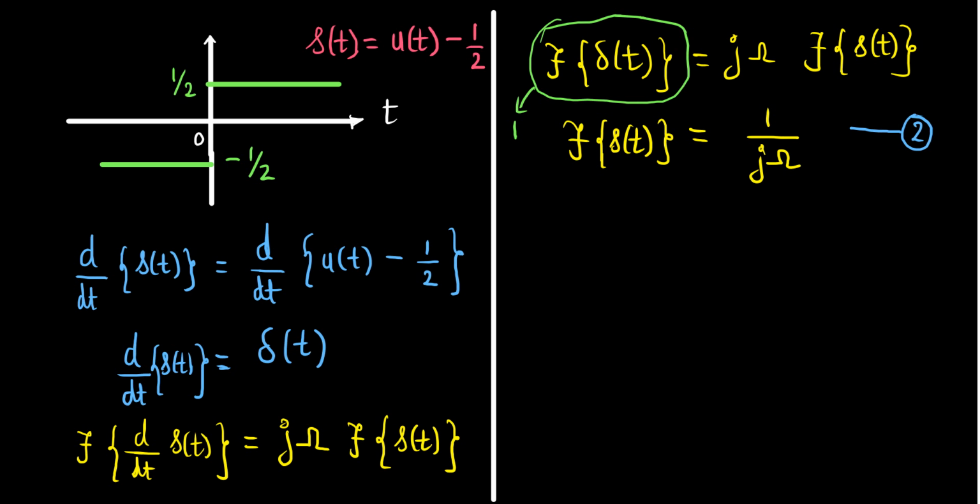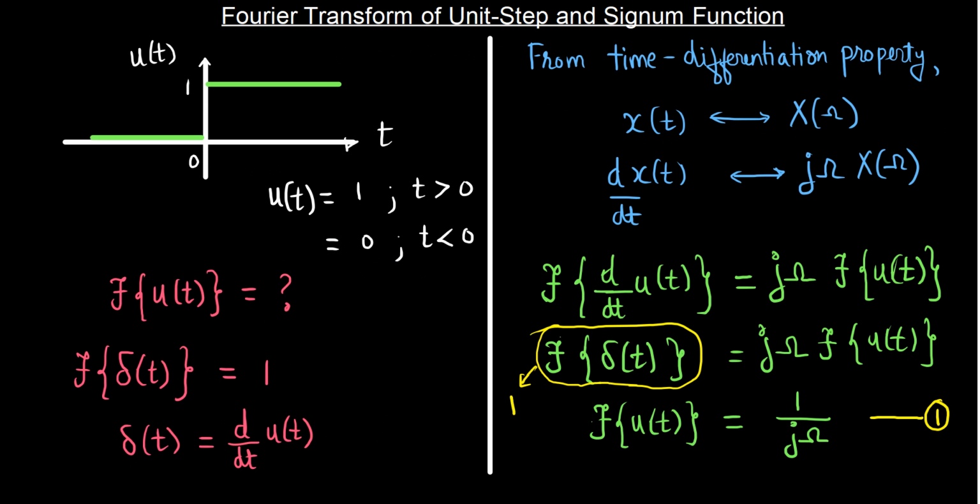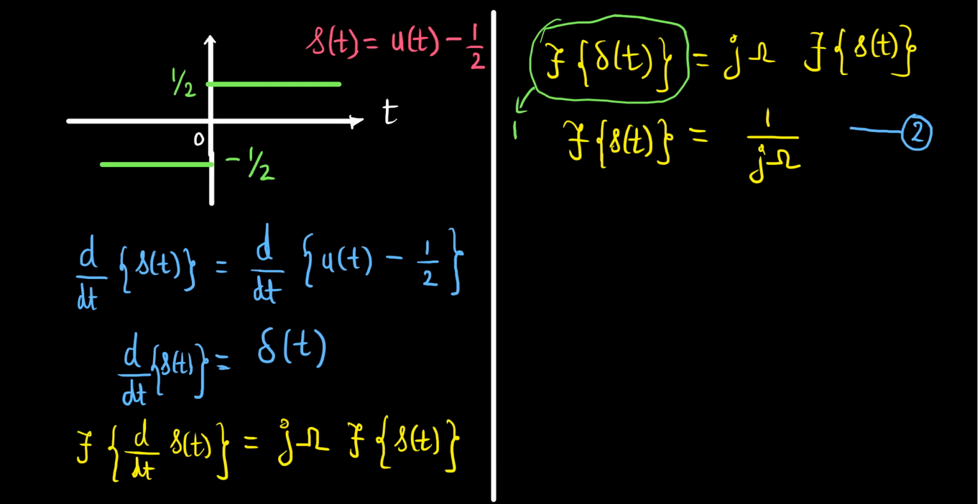Let us try to analyze this. Here in the first part, we have seen that the Fourier transform of the derivative of u of t is j omega times the Fourier transform of u of t. Now let us take this equation and analyze it. What we are doing here is trying to compare both of these equations, so I'll make a general comparison here.